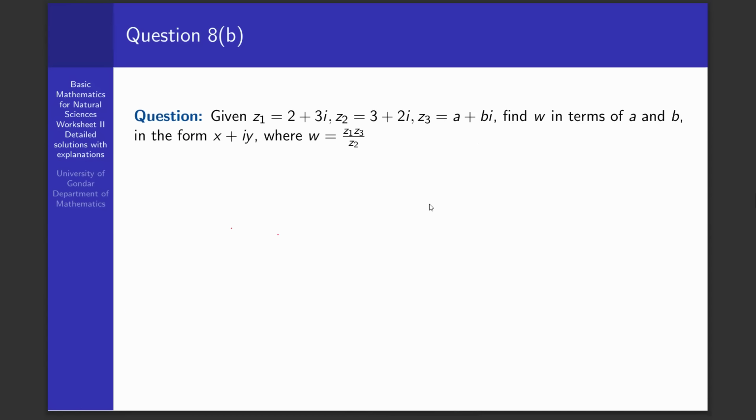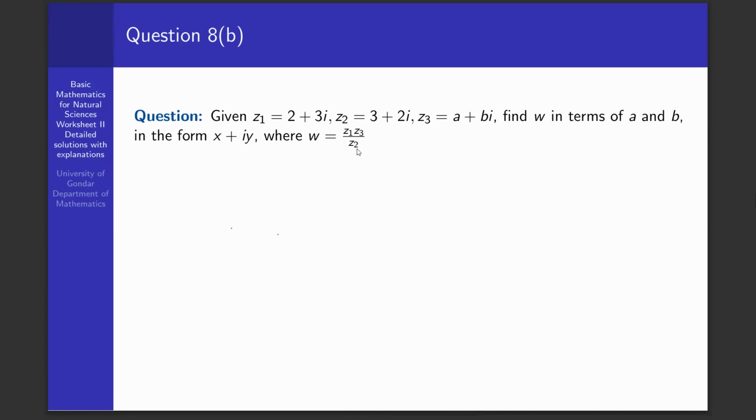Okay, the next one: given z1 is equal to this one, we have 3 complex numbers. After we are given these 3 complex numbers, we are asked to find w in terms of a and b in the form x plus iy, where w is equal to z1 times z3 over z2. Just simplification.